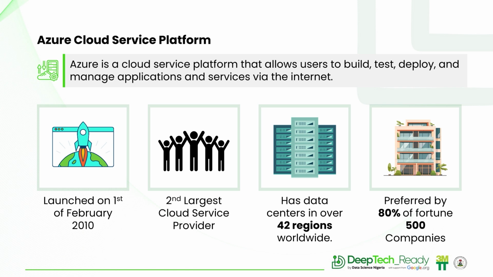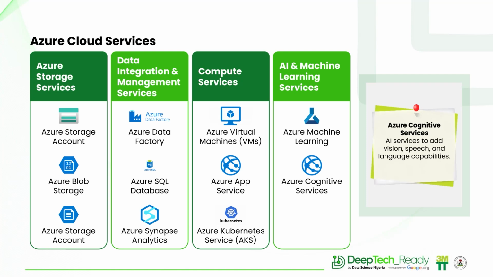Now let's look at the services offered by Azure. Azure services can be categorized into different blocks. We have services that fall under storage. We have those that fall under data integration and management. We have those that we can categorize under compute services. We also have services under AI and machine learning. We also have those that can be categorized into security and networking. But in this video, we're going to be focusing on these four categories. Let's explore the four categories.